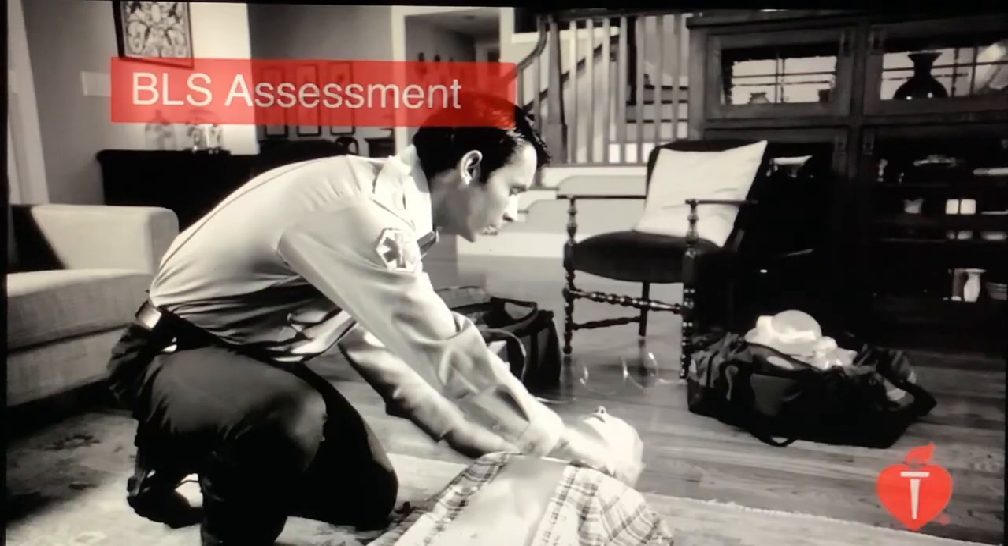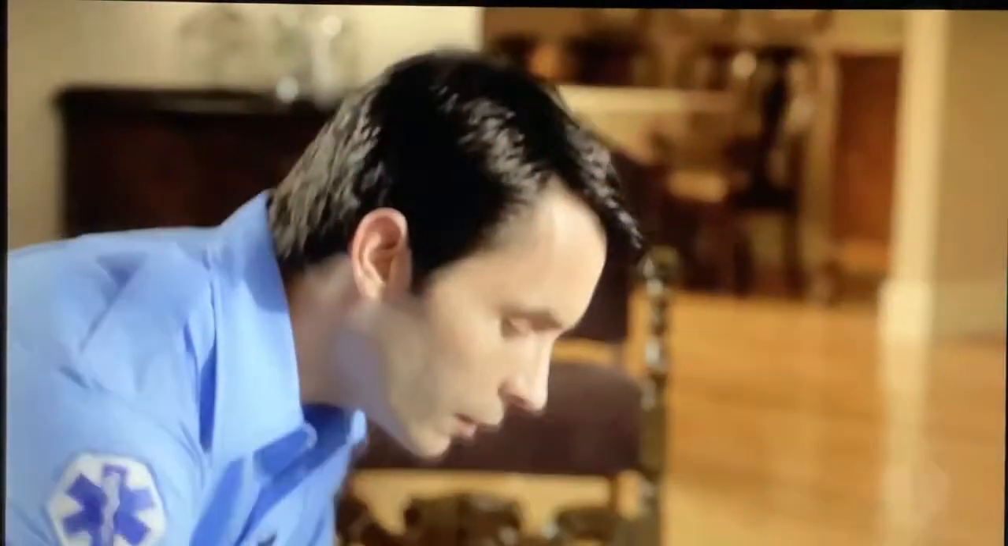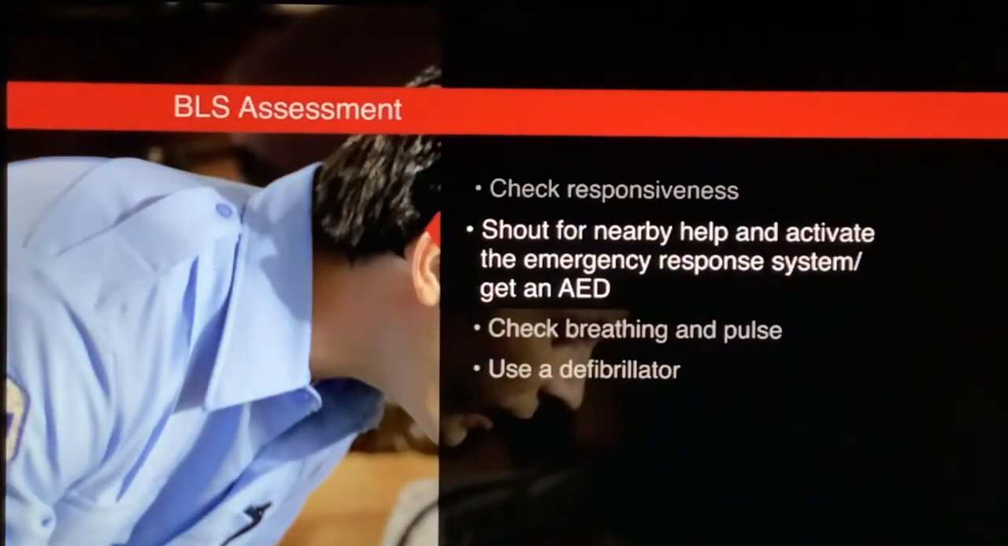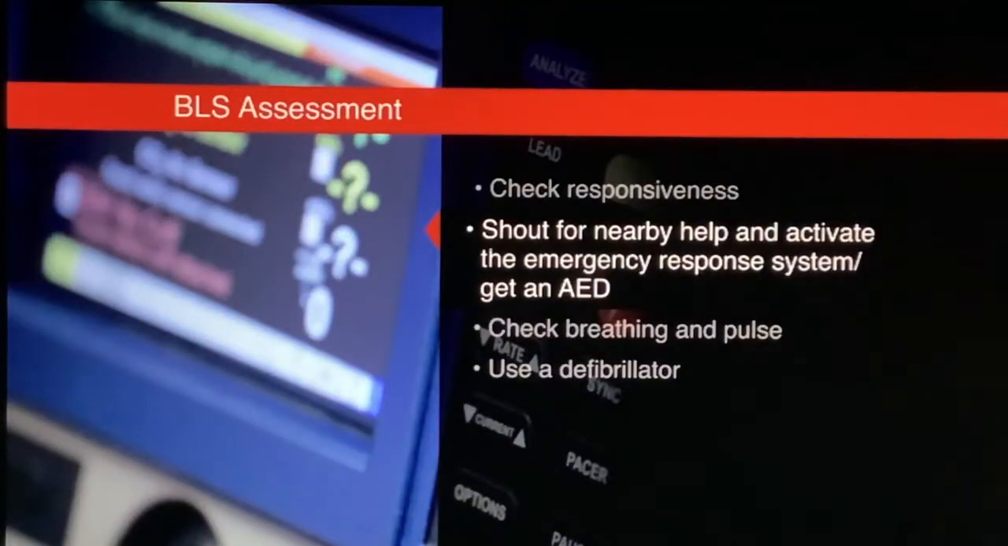For unconscious patients, you'll follow the BLS assessment. First, check for responsiveness. Tap and shout, "Are you okay?" If the patient is unresponsive, shout for help. "He's unresponsive, I need help!" Activate the emergency response system and get an AED or defibrillator.